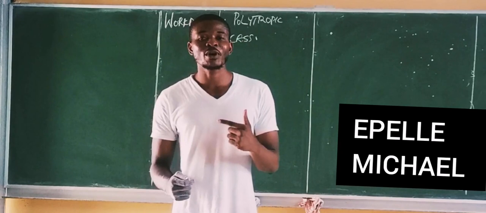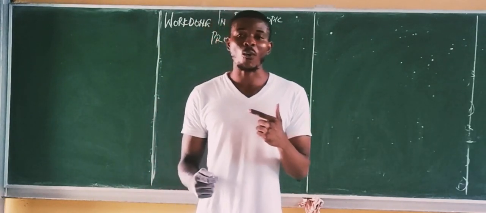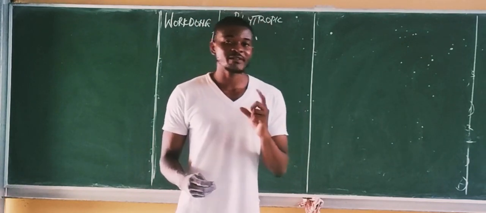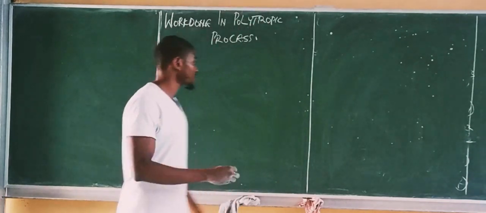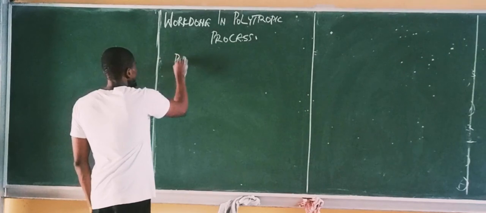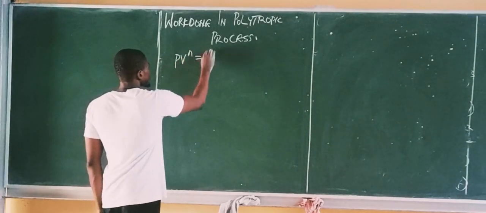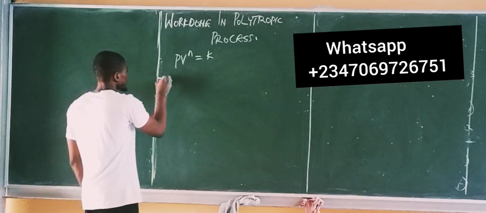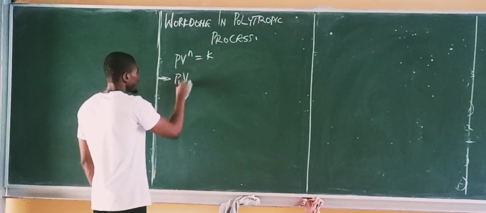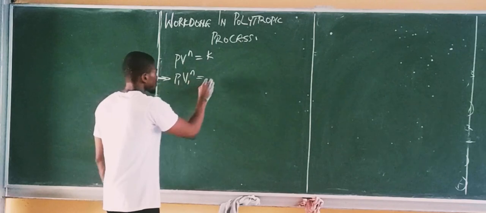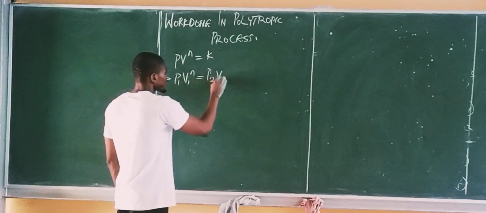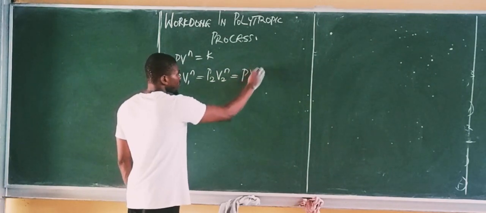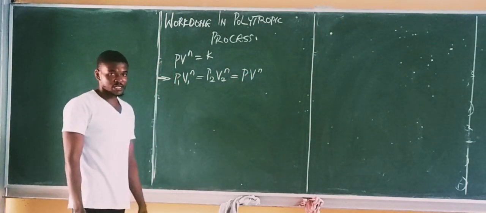Now, I'm going to show you how to derive the equation for work done in a polytropic process. Recall that we said the polytropic process is given as PV to the power of n is equal to constant. So this condition simply implies that P1 V1 to the power of n is equal to P2 V2 to the power of n, which is also equal to PV to the power of n. That's what the equation stands for.